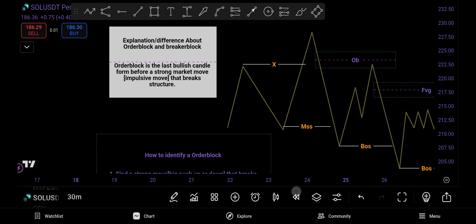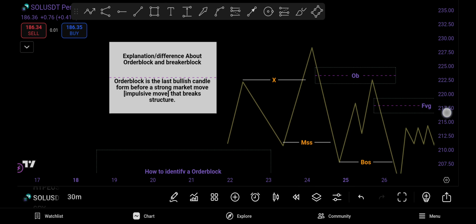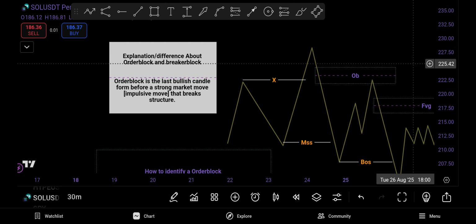Now let's check over here. I drew it over here. These are the OBs over here. If you notice, the first rule was to find a strong move, a big push up or big push down that breaks structure. This breaks structure by creating a change of character, which is a market structure shift, as I identify over here: MSS, market structure shift. So good, the first one is seen.